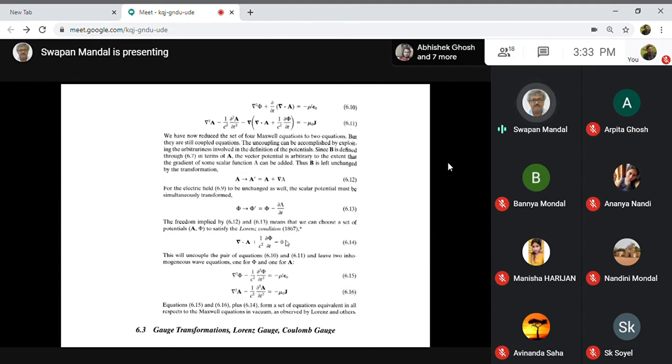Because you know that once you make a change of the vector potential A, what will happen to the Lorentz condition? Let us check. So this is the vector potential.